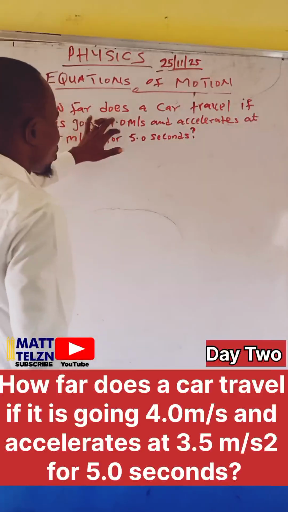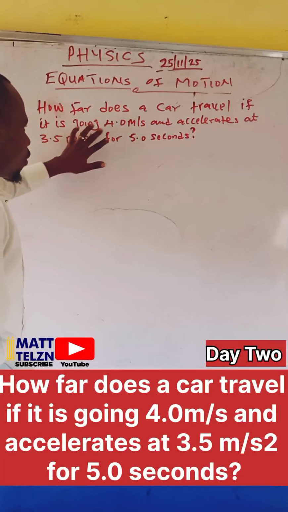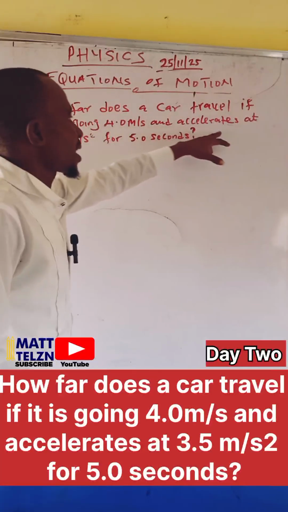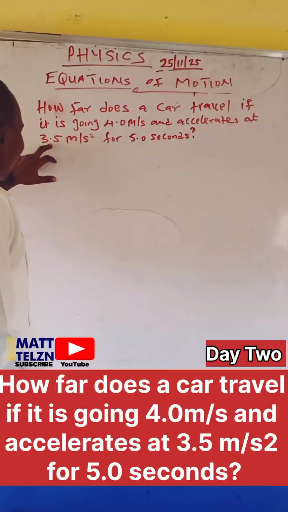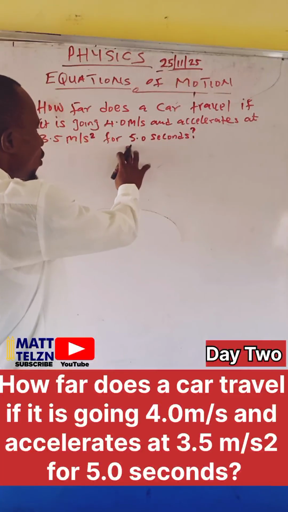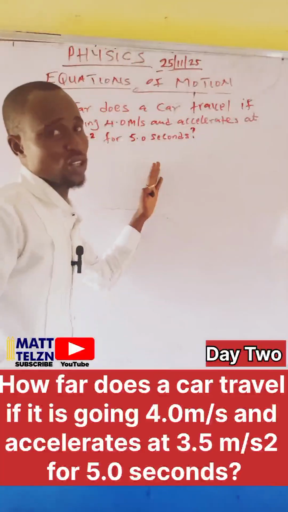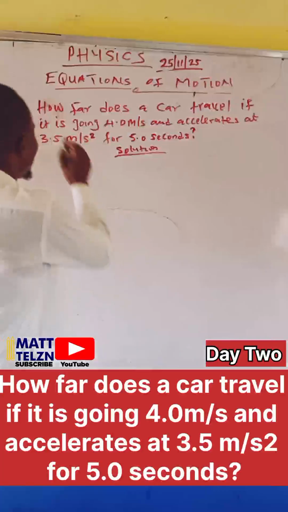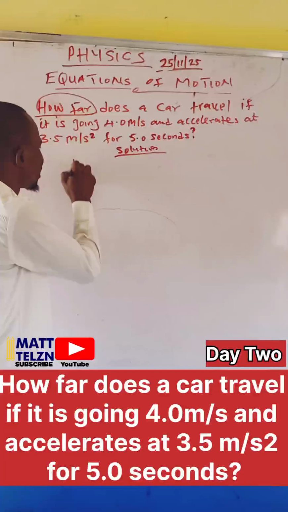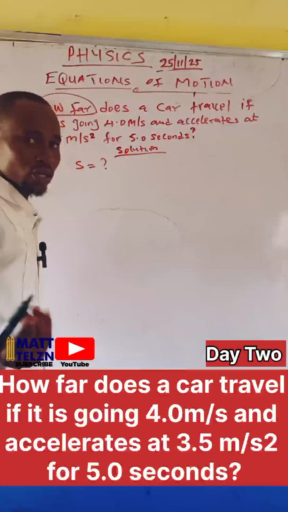How far does a car travel if it is going 4.0 meter per second and accelerates at 3.5 meter per second square for 5.0 seconds? Now, seeing this question, they ask us, that is, how far simply means distance. So I have my D, or my S, S is unknown, right?